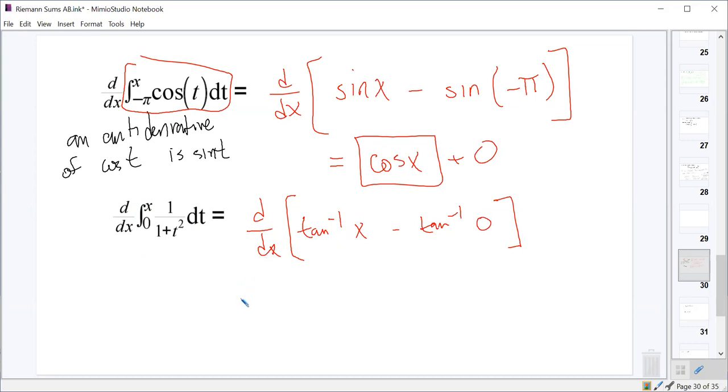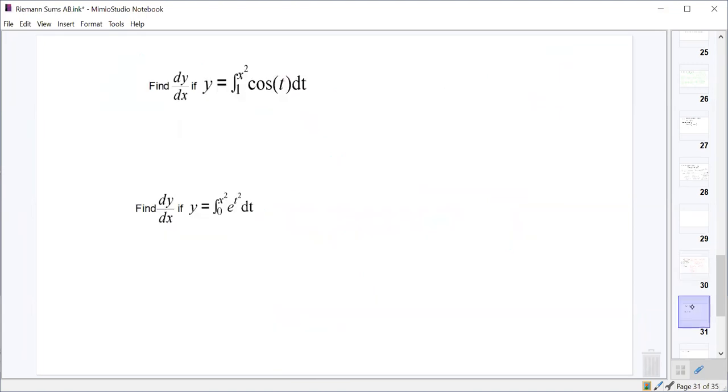And what's the derivative of inverse tangent? Well, it's 1 over 1 plus x squared. And what's the derivative of any constant? It's just 0. So we don't really need to write out this step. We know that if it's the derivative of an integral from a constant to x of some function, it's just that function in terms of x every time. Good or no? Good. Okay.